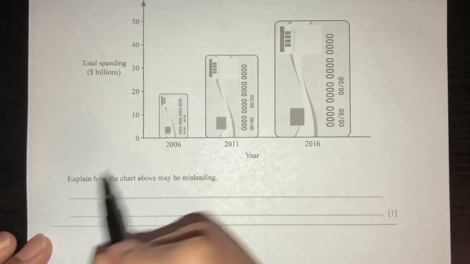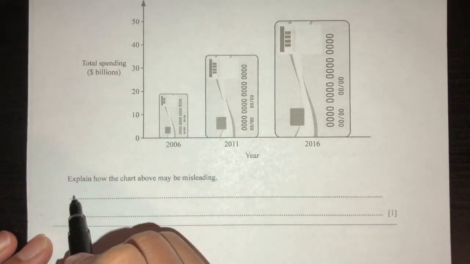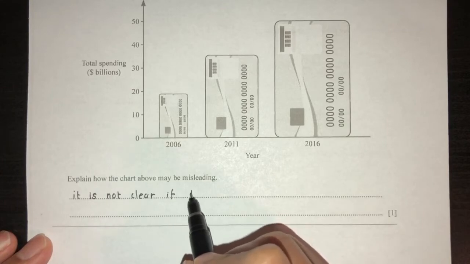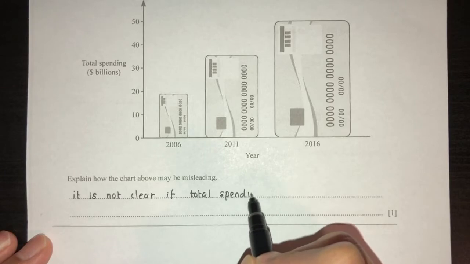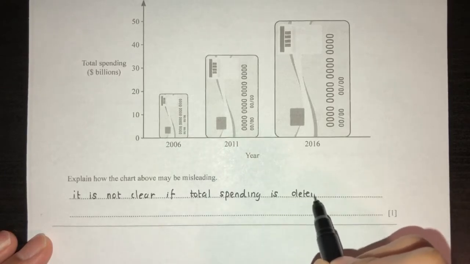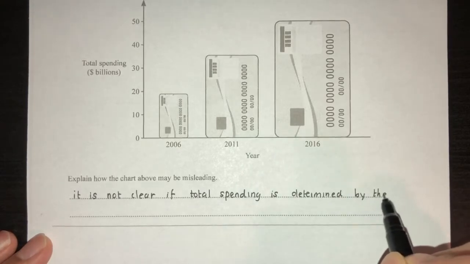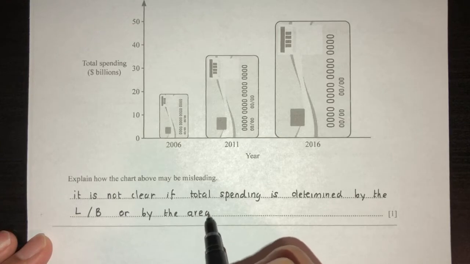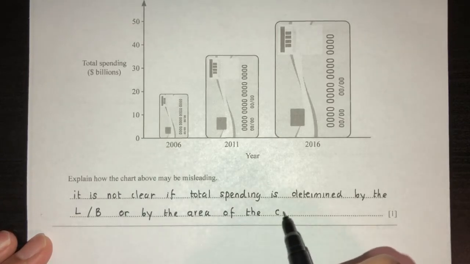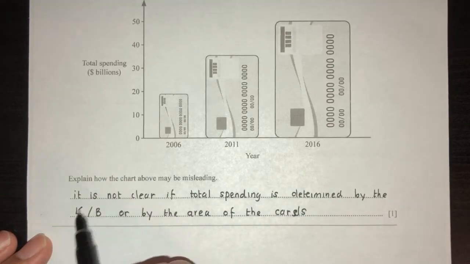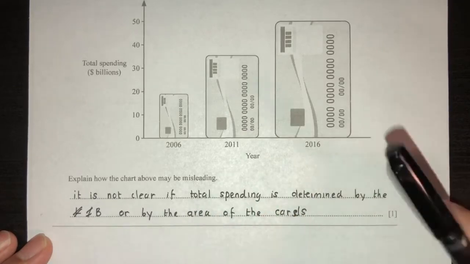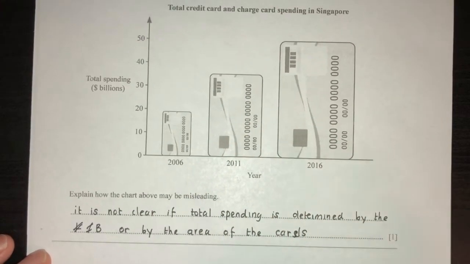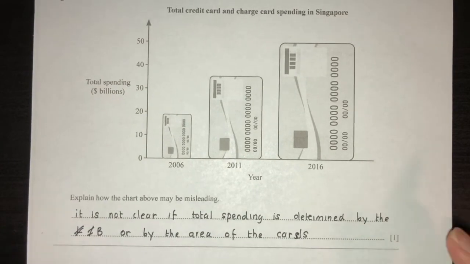So since both the length and the breadth are increasing, it is not clear if the total spending is determined by the length or breadth or by the area of the cards. So it is not clear if the total spending is being determined by the height, which is the breadth, or by the area of those cards. So we are not sure what we are exactly reading to find this spending. That's why it may be misleading. That is question number 2.